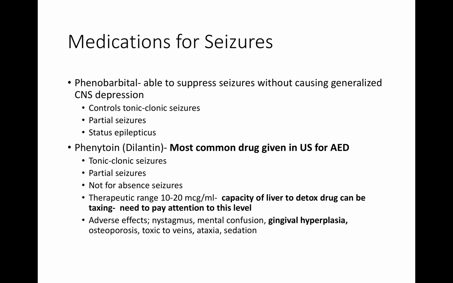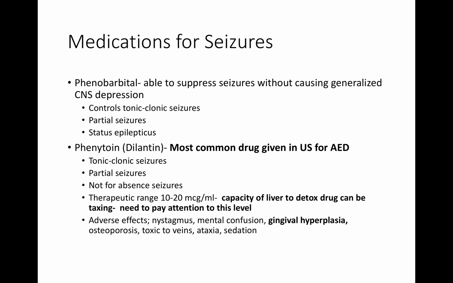Osteoporosis, so softening of the bones. It can be very toxic to veins, so we have to be especially careful when we're in the hospital and giving this. Ataxia is a gait that's not steady, and it can also cause some sedation, but not like a central nervous system depressant. So how does it work?